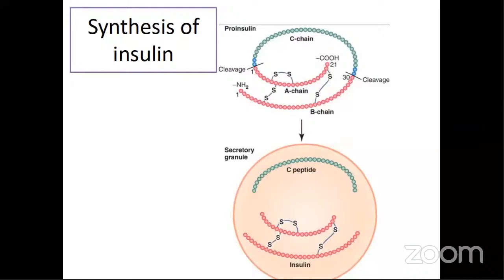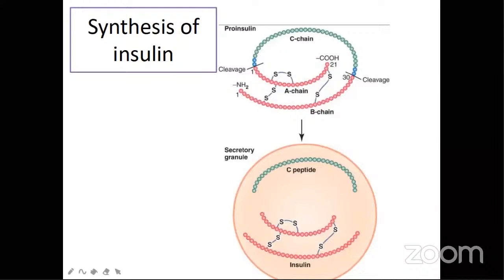Okay, synthesis of insulin. So insulin is actually a polypeptide hormone. It has both an A chain and a B chain. Okay, and this A chain and B chain are connected together by a disulfide bridge. The A chain has 21 amino acids and the B chain has 30 amino acids. The gene for insulin is located in the short arm of chromosome 11.